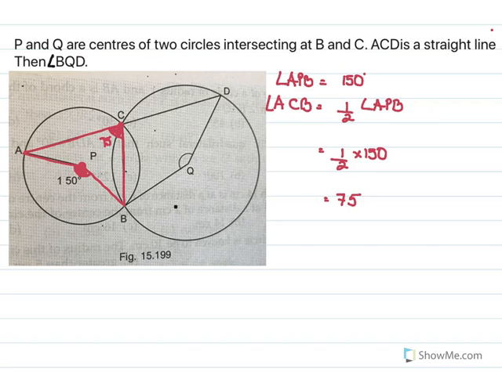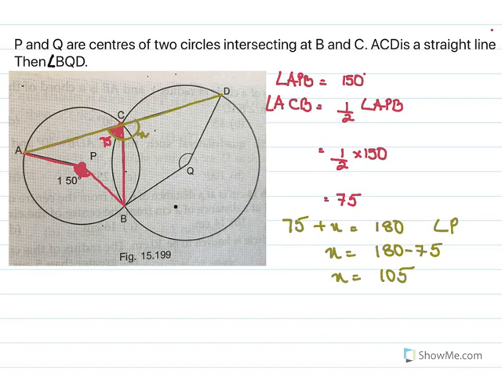Now I can see a linear pair because I have a straight line. ACD is a straight line, so this is the linear pair. So I'll write 75 plus x equal to 180 because it is a linear pair. So x equals 180 minus 75, and x will be 105. So I found this as 105.